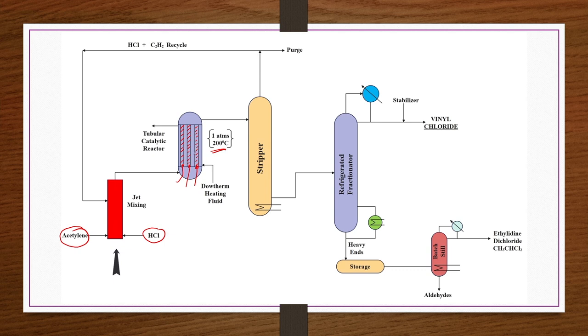Whenever such a reaction takes place, heat is evolved, so that heat has to be controlled. So in this case, what are we doing? We are circulating Dowtherm heating fluid in the surroundings of these tubes, that is, in the interstitial spaces between the tube bundles. In those interstitial spaces, you are supplying this heat transfer fluid to control the temperature.